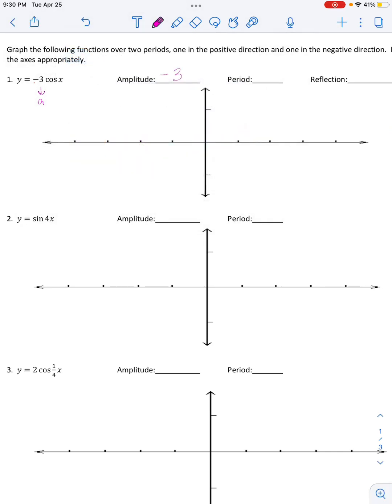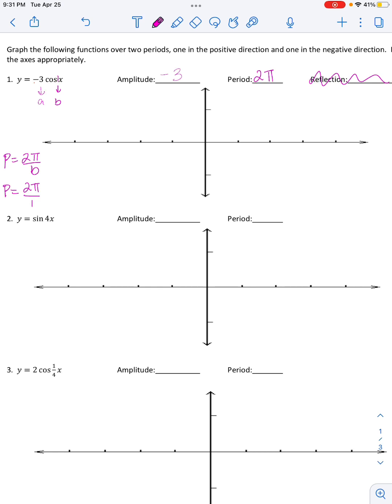The period, we can find the period by doing 2 pi over b, and the b value is the number in front of the x. So it would be 2 pi over 1, which is just 2 pi. Okay?